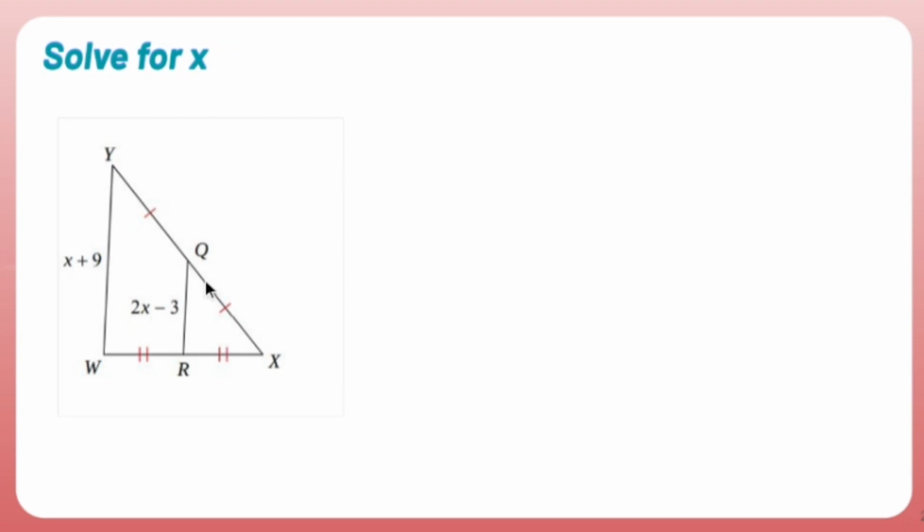Solve for x. All right, x is just some arbitrary variable. What I have is a triangle WRX. R is a midpoint because these two are congruent. And Q is also a midpoint because these two are congruent, which means QR is a mid-segment. By definition, a mid-segment is 1/2 the measure of the base. So we could say QR is 1/2 the measure of YW.